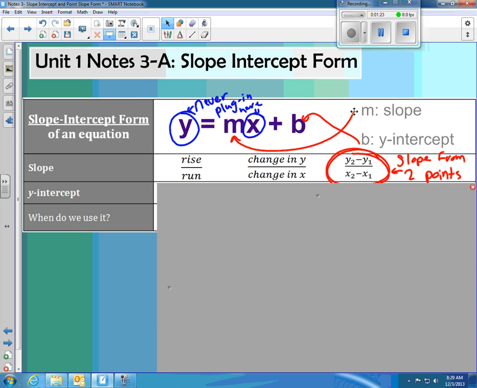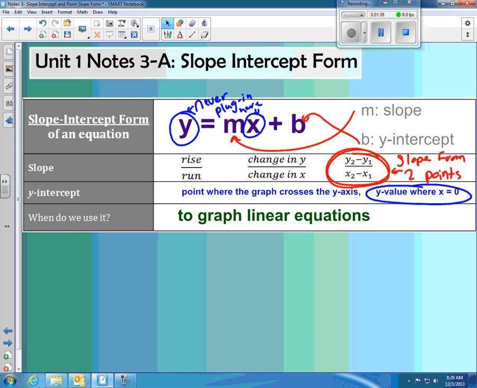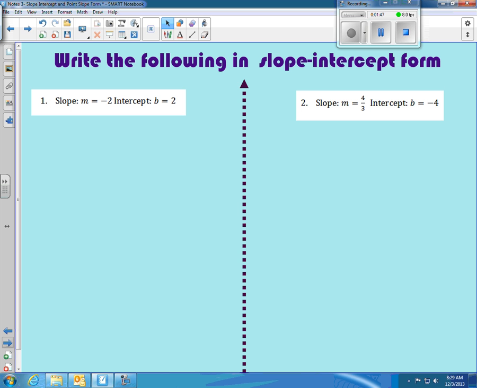All right. The y-intercept, that's just the point where the graph crosses the y-axis. Or you want to think about it as the y value where x is equal to 0. And when do we use slope-intercept form? Just to graph linear equations. A lot of times we'll ask you to put your solution into slope-intercept form. So let's actually use it.